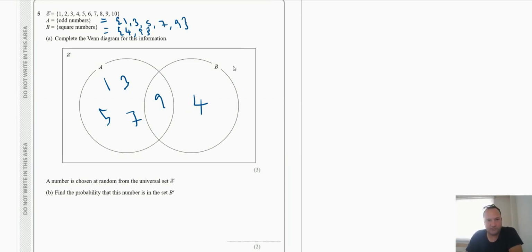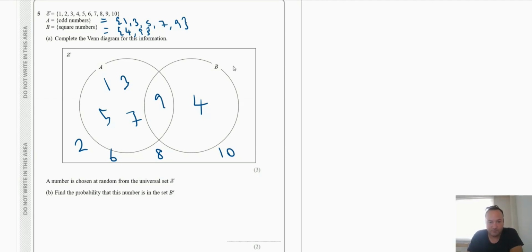But we also need to remember, guys, that we must not forget about the remaining values which are not odd numbers and also not square numbers as well. So we can see 2 isn't odd and it's not a square number. 4 and 5 we've already got. 6 is not odd and it's not a square number. And neither are the remaining two values, 8 and 10. So we can see now we've got 1, 2, 3, 4, 5, 6, 7, 8, 9, 10. 3 marks, very easy marks to acquire for this particular part of the question. Now, it goes on, it says, a number is chosen at random from the universal set epsilon.